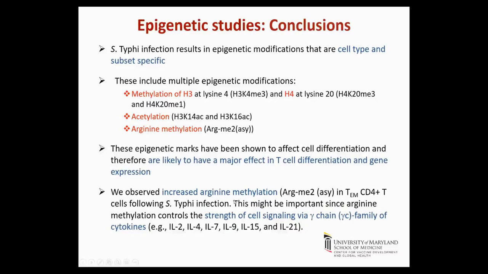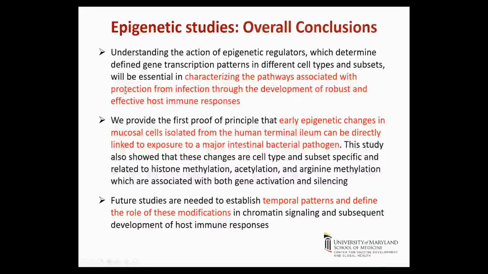And this might be important, among other things, because, for example, arginine methylation controls the strength of cell signaling via the gamma chain family of cytokines, which include IL-2, IL-4, IL-7, IL-15, IL-21, etc. So the overall conclusion is that understanding the action of the epigenetic regulators, which determine the fine gene transcription pattern in different cell types and subsets, is essential in characterizing the pathways associated with protection from infection, as well as those that will result in the development of robust and effective host immune responses.